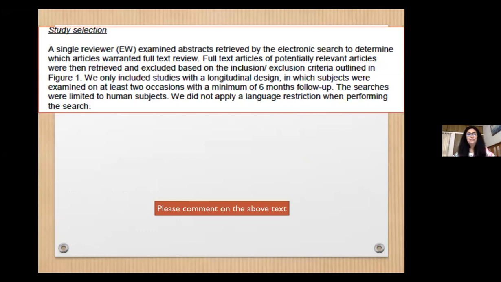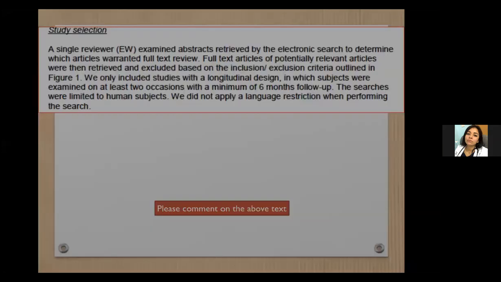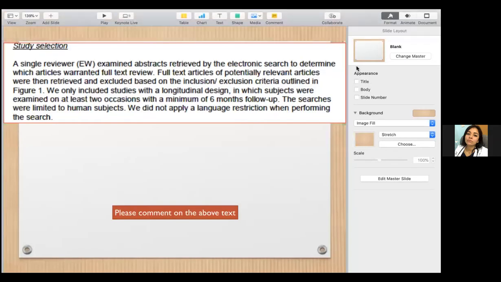A single reviewer examined abstracts retrieved by the electronic search to determine which articles warrant full text review. So technically, ideally, two people should review studies to be included in the meta-analysis, right? Because if just one person does it, that person might be omitting some useful studies that we could include in our meta-analysis. So the best scenario would always be to have two or more people selecting studies, also because they can disagree on the inclusion and exclusion criteria.